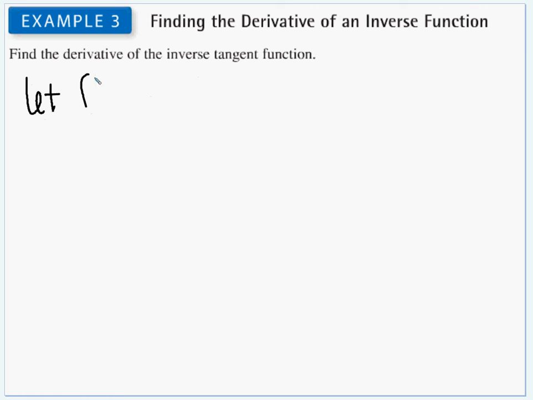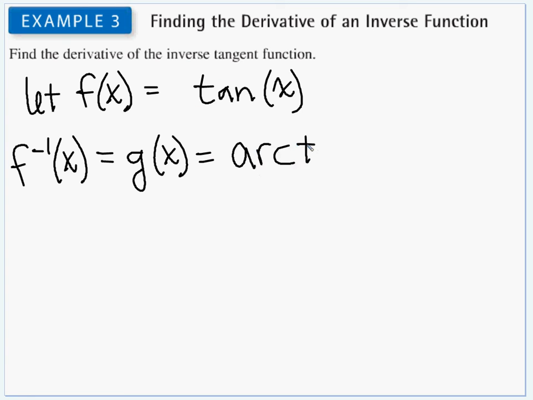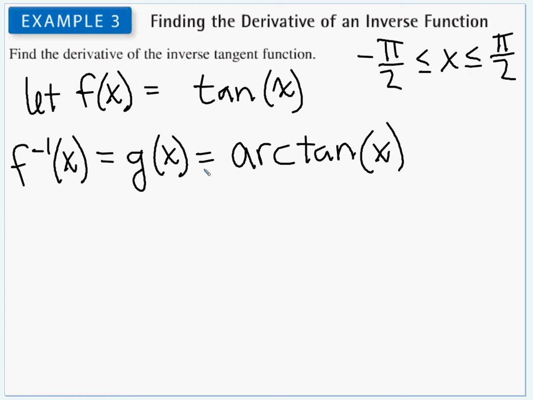So we are going to let f of x equal tan x. And of course, that's going to have an inverse, f inverse of x. And just for keeping the notation a little cleaner, let's rename this one g. And what's the inverse of tan? Well, that's arctan, the good old arctan function. Remember, to have an inverse, we're going to have to restrict tan just from negative to positive half pi. If we don't restrict it, we don't have an inverse, so that's sort of implied that we're going to have that restricted interval.